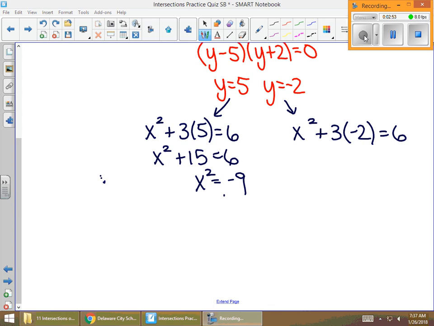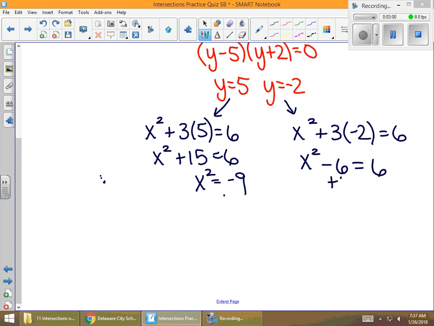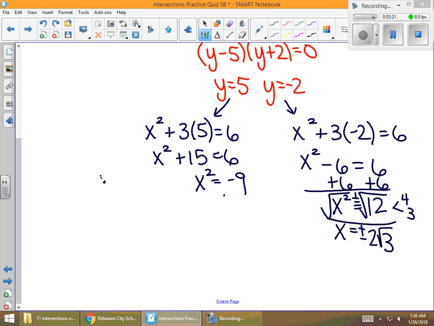Over here on this other side, 3 times -2 is -6. We're going to add our 6 over. Square root of 12, plus and minus, when we force that square root. So 12 we can break down to 4 and 3. And square root of 4 is 2, so 2 radical 3. So that's not a nice integer answer, but it is a solution that we could graph on the coordinate plane.